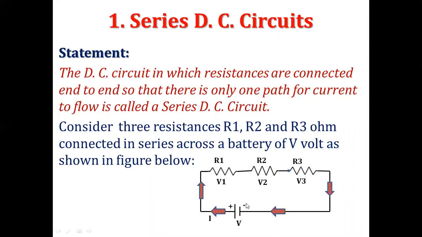We are going to consider the battery voltage. This voltage V equals V1 plus V2 plus V3. This is the total voltage, and it is split among the resistances. Whatever voltage drop occurs across R1 is V1, the voltage drop across the next is V2, and the voltage drop across the next is V3. Is it clear?